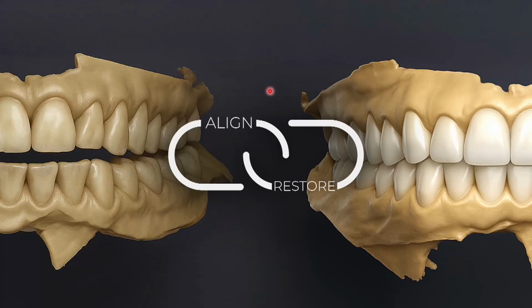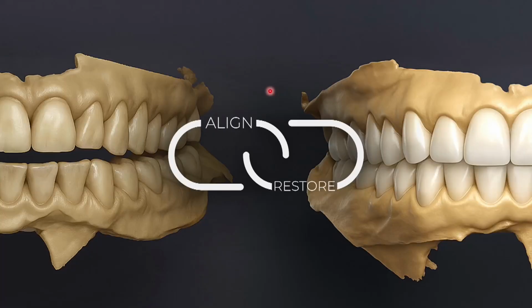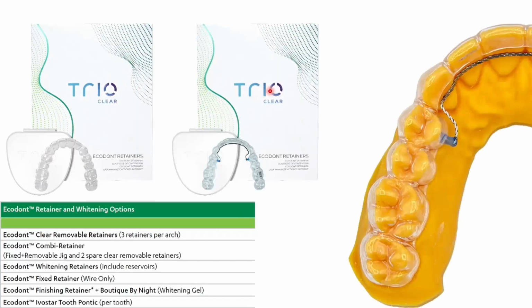Because we are a global full service laboratory, we are also able to integrate our aligner product with a restore function, and this is really what makes it quite exciting for general dental practitioners, because we're able under one umbrella to align and restore the dentition. So that's really why clear aligning fits so well into general practice.